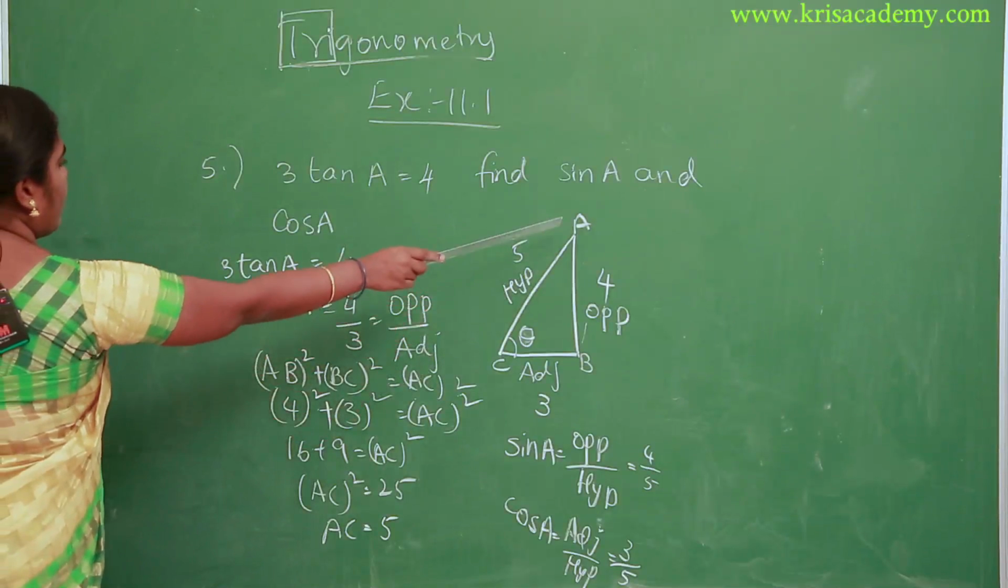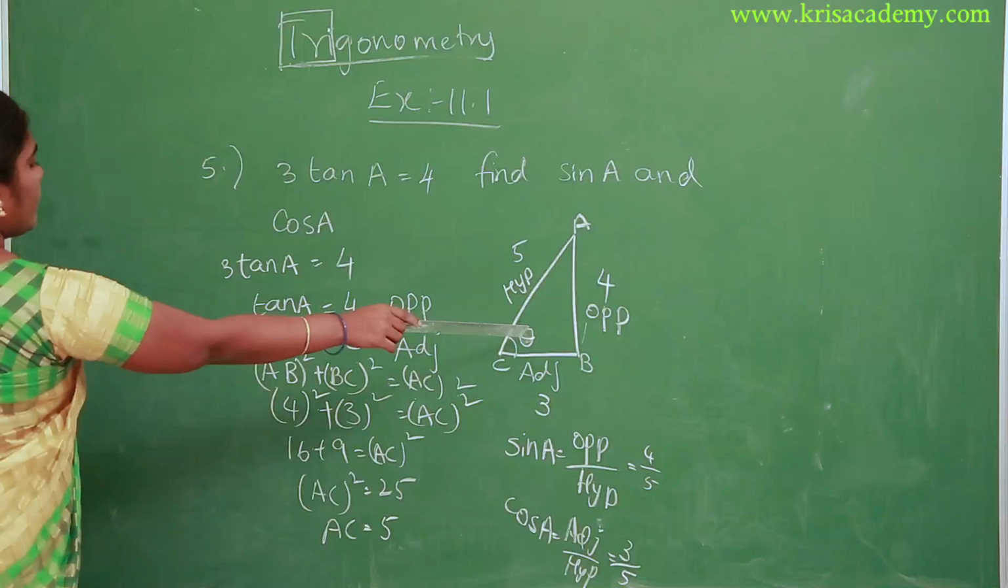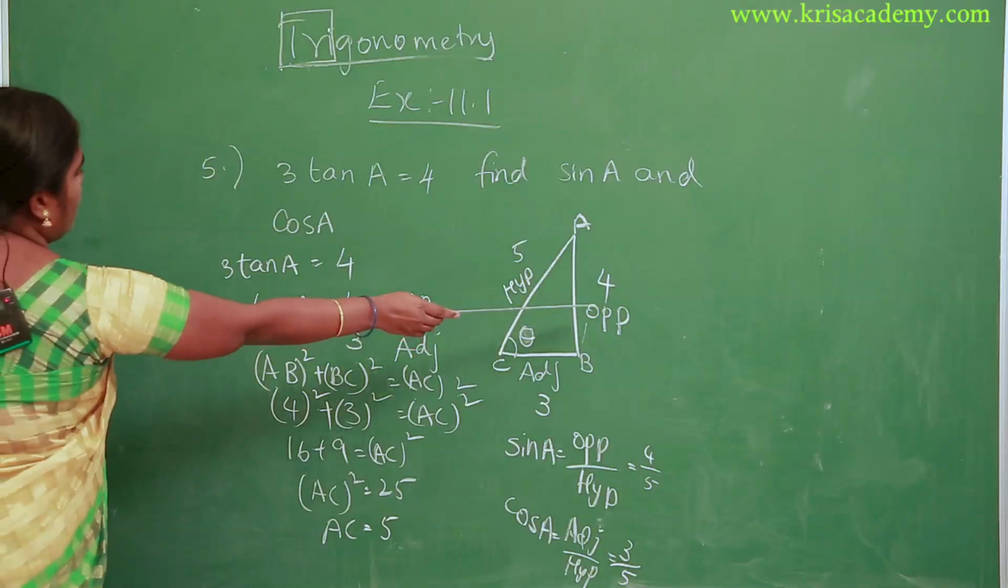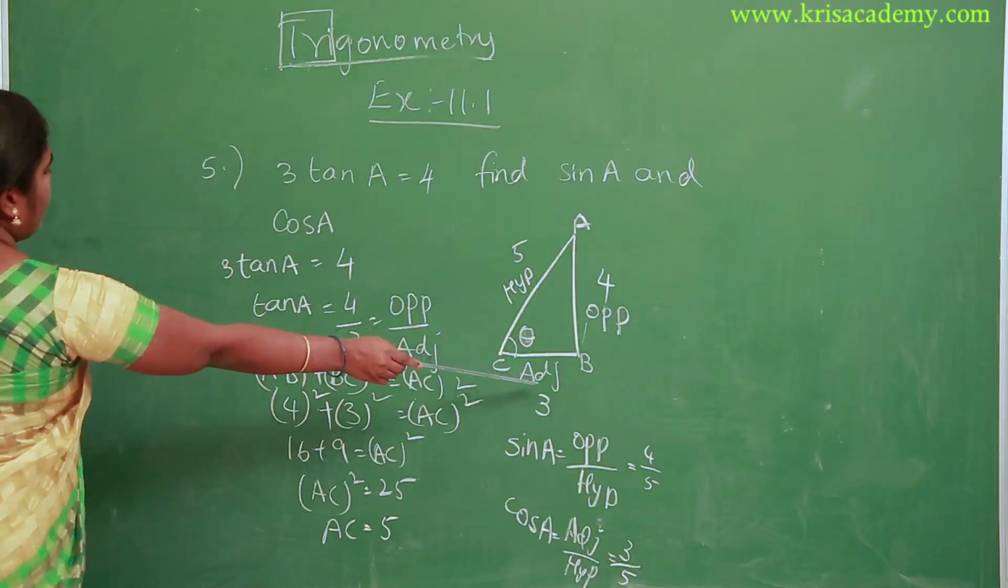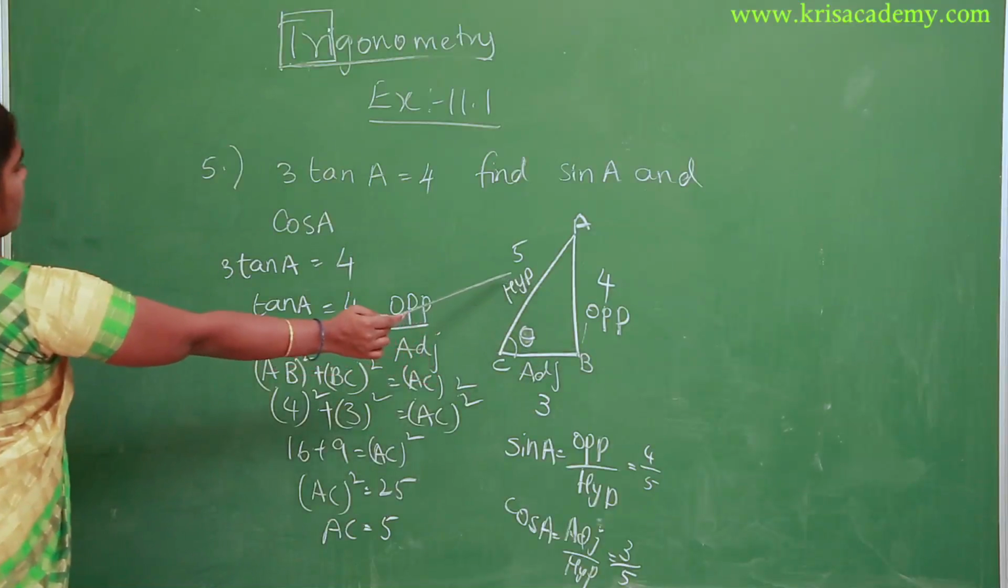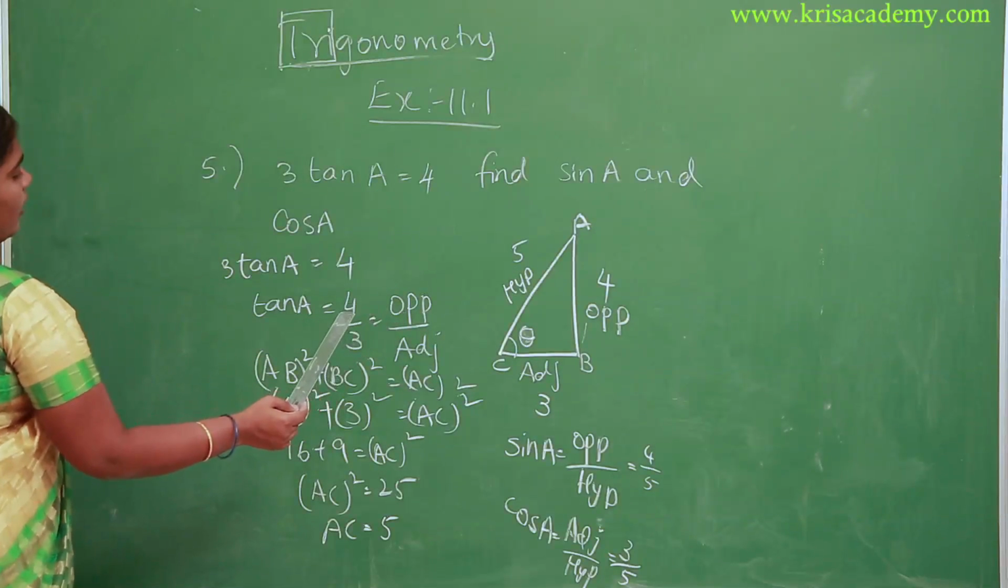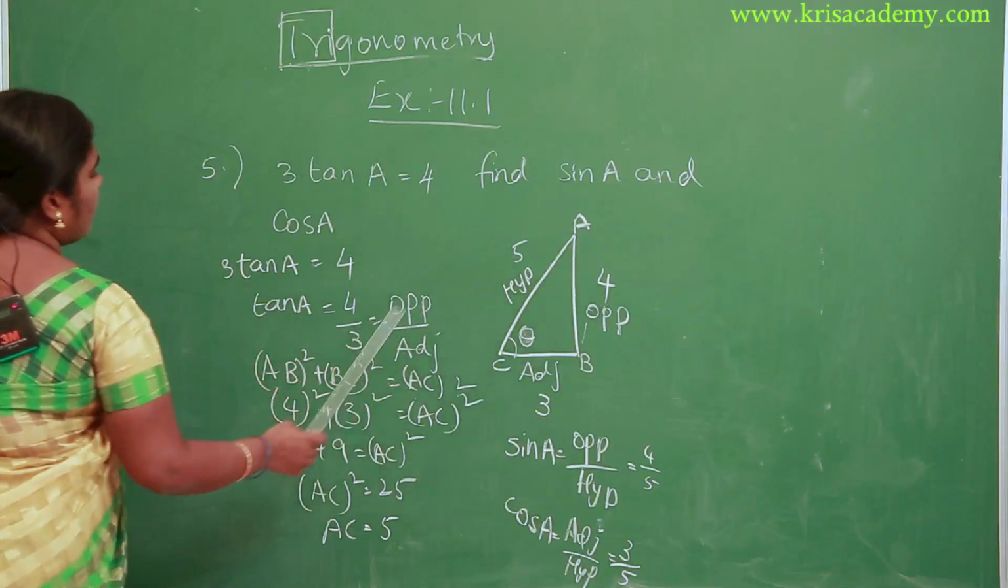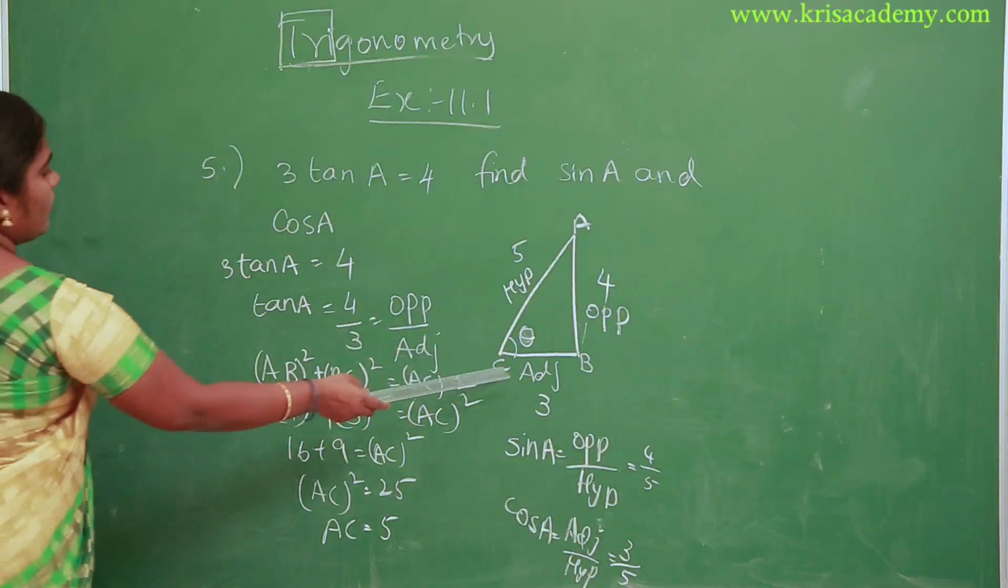So draw a right angle triangle ABC. Theta we take at the position C. Theta opposite is opposite. Theta adjacent is adjacent side. 90 degrees opposite is hypotenuse. So opposite value we got as 4. Adjacent value is 3. So mention in the figure.